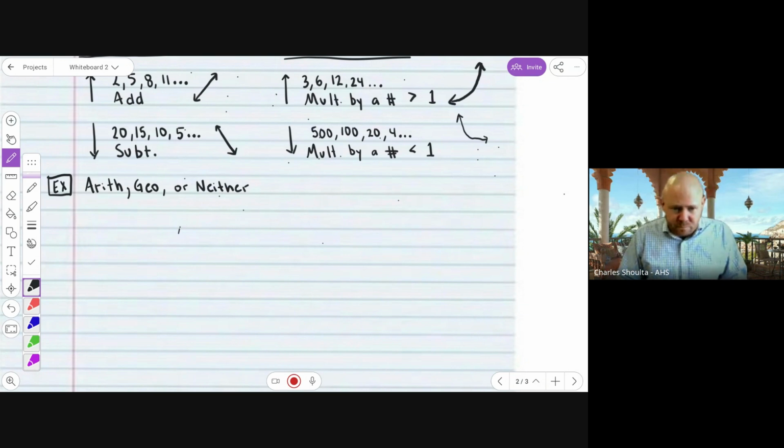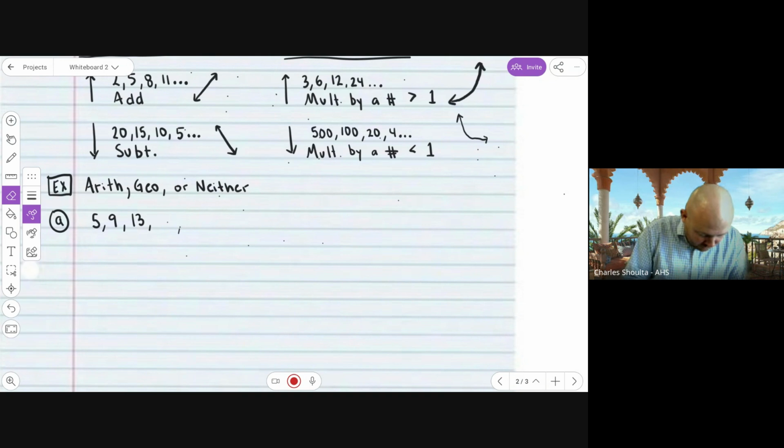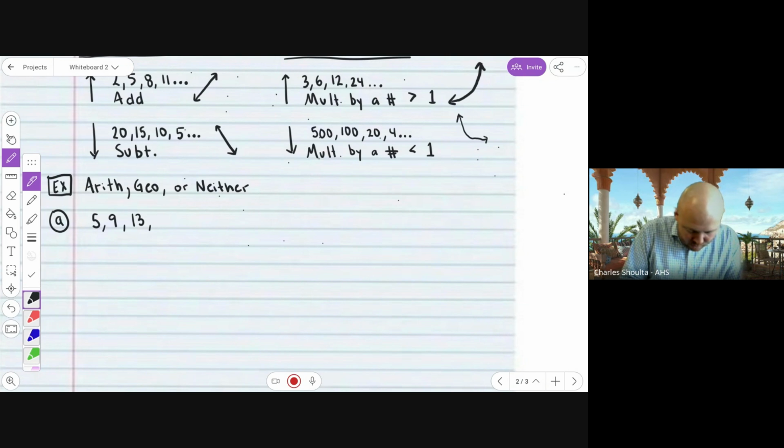All right. Some of these you're just going to know off the top of your head, and you won't have to do much to them. So let me give you a couple quick, 2 really easy examples, okay? Here we go. We're going to go 5, 9, 13, and the next one will be 17.